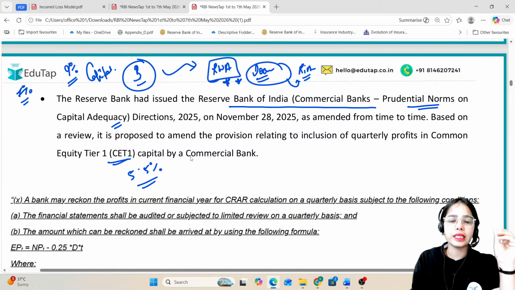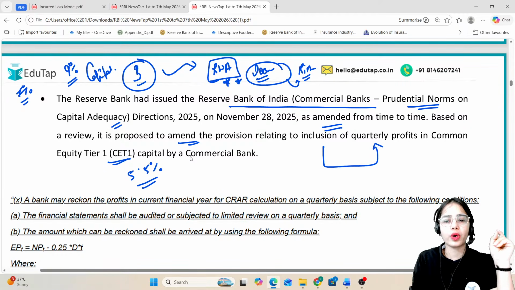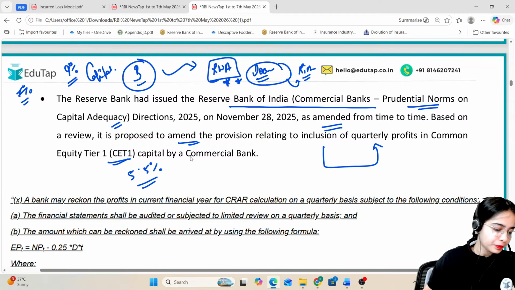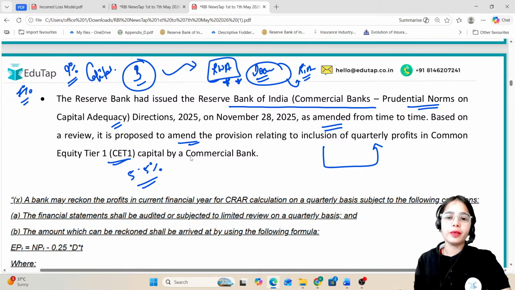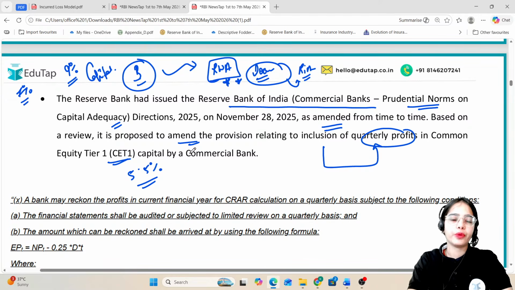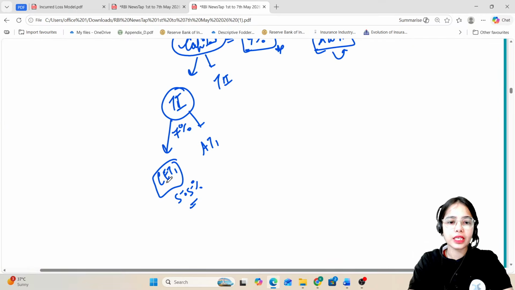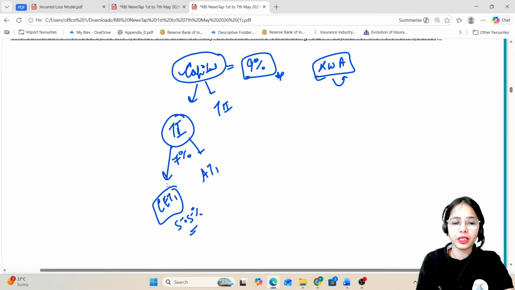Now, recently the RBI has amended the guidelines and proposed to amend the provision relating to inclusion of quarterly profits. Basically, the quarterly profits will be included in the common equity tier 1 capital. Till now, what is included in the common equity tier 1 capital? We include the paid up equity share.